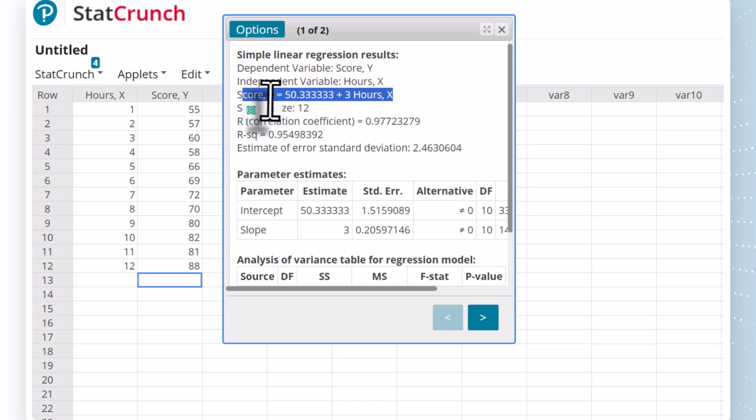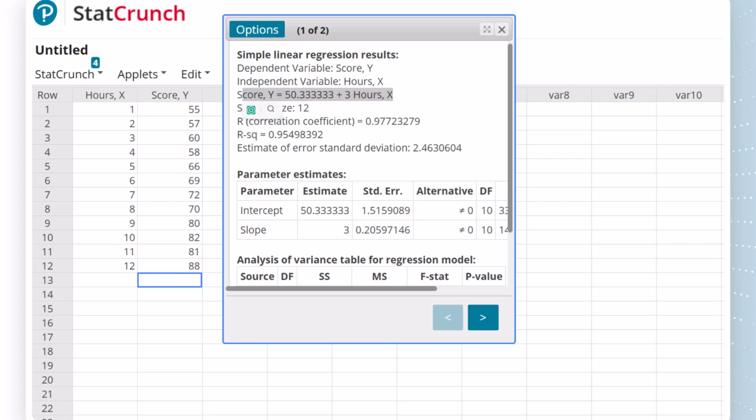Because I called the score a y, it's displaying y equals 50.33 plus 3x. The 3 is called the slope of the line, and the 50.33 is the y-intercept. If you want to interpret the slope here, it means for each additional hour of study, your score will increase by 3 points. So this is what the equation of the line means as far as the slope and the y-intercept.